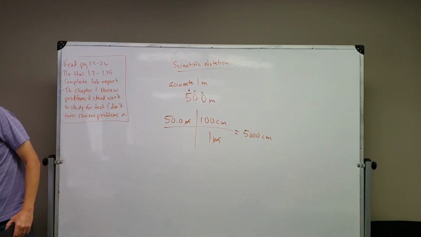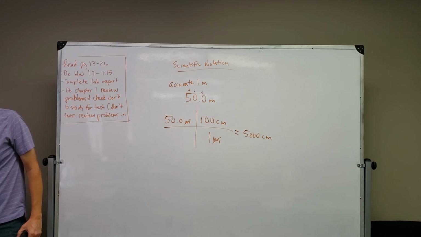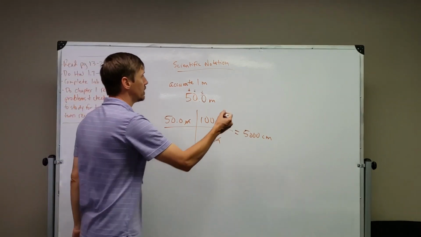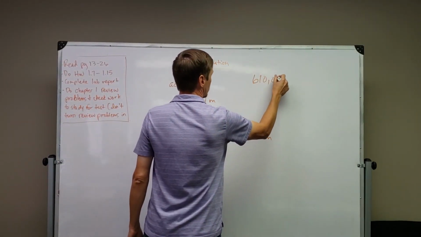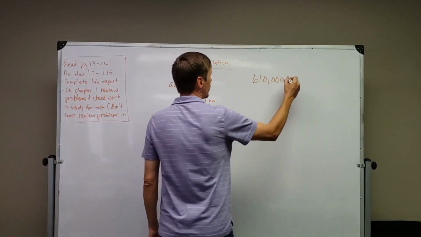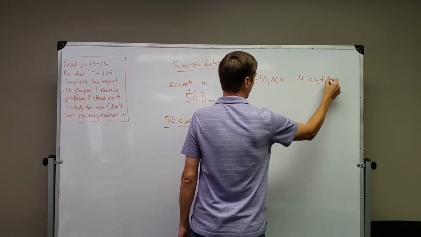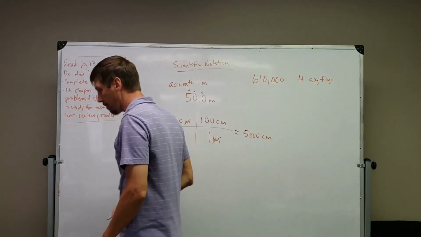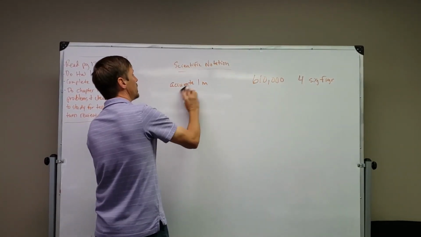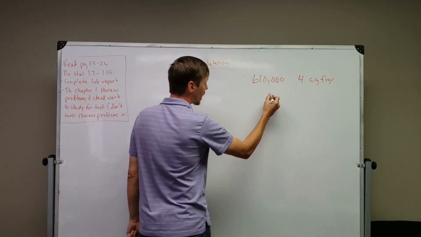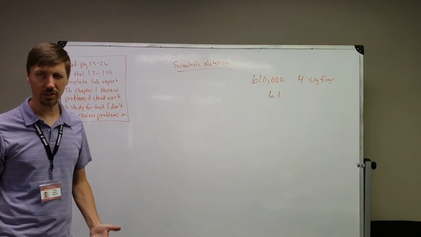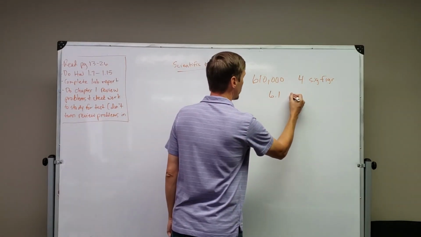How about that? Example 1.6 on page 14 says, convert 610,000 to scientific notation. But it also says, so that it has 4 significant figures. So convert this to scientific notation with 4 sig figs. All right. So if I'm converting it to scientific notation, I'm going to write down 6.1. We'll figure out the significant figures in just a second, but let's just convert it to scientific notation first. 6.1 times 10.